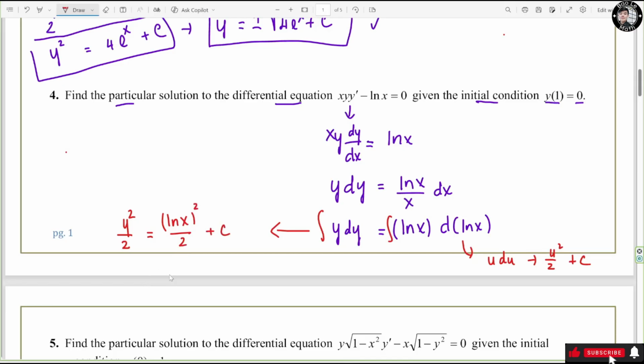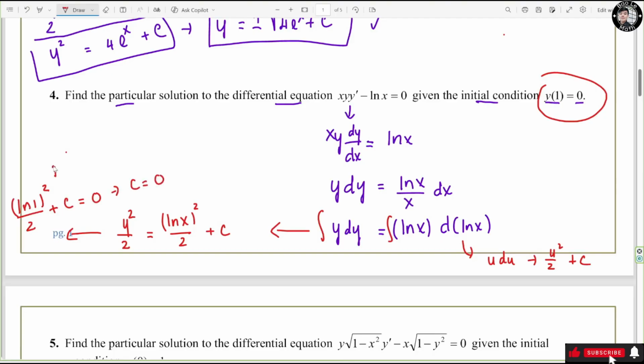Now you're going to use the initial condition right here to solve for c. So substitute 1 for s and 0 for y. So I have (ln of 1) altogether squared over 2 plus c equals 0. ln of 1 equals 0, so the answer is c equals 0.